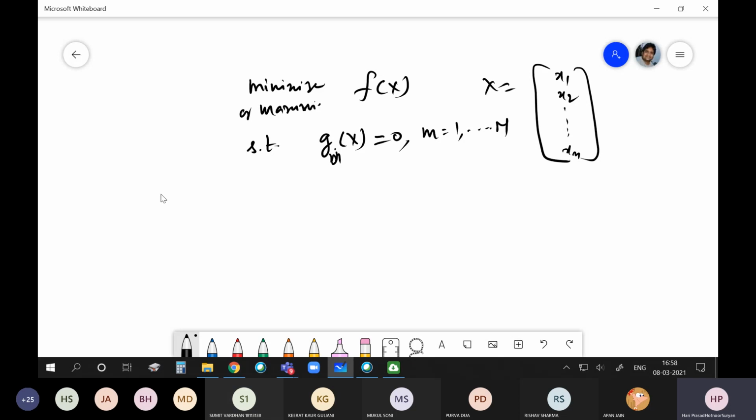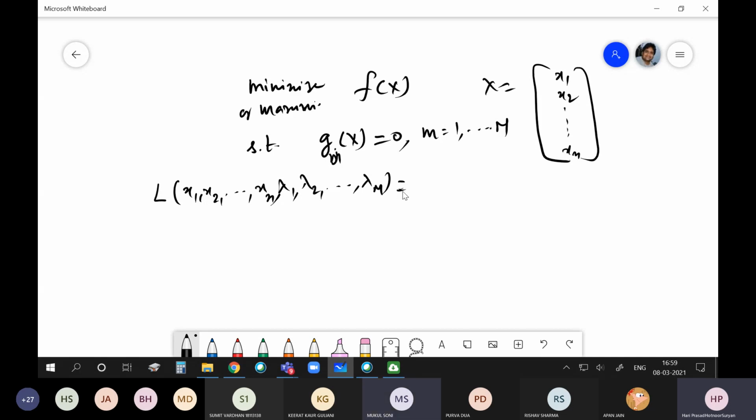Okay, so what will be the Lagrangian of this? How many Lagrange multipliers do I have to use? M number of multipliers. That means the Lagrangian will be a function of x1, x2, xn, then lambda 1, lambda 2, lambda m. So how do we define this now?